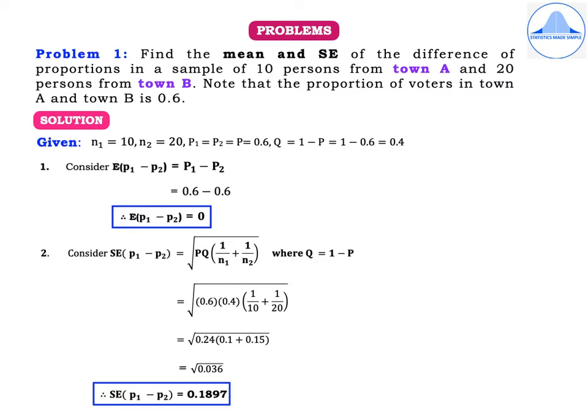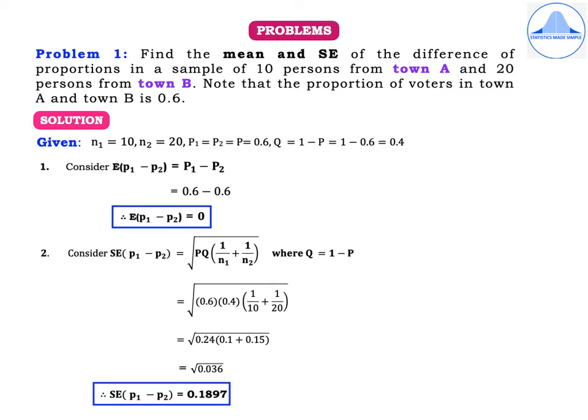There are two towns, that is town A and town B, and samples of size 10 and 20 respectively are chosen from town A and town B. Also, the proportion of voters in both the towns are given, that is the value of capital P1 and capital P2 are given, and both are equal, and in this case it is capital P which is equal to 0.6.